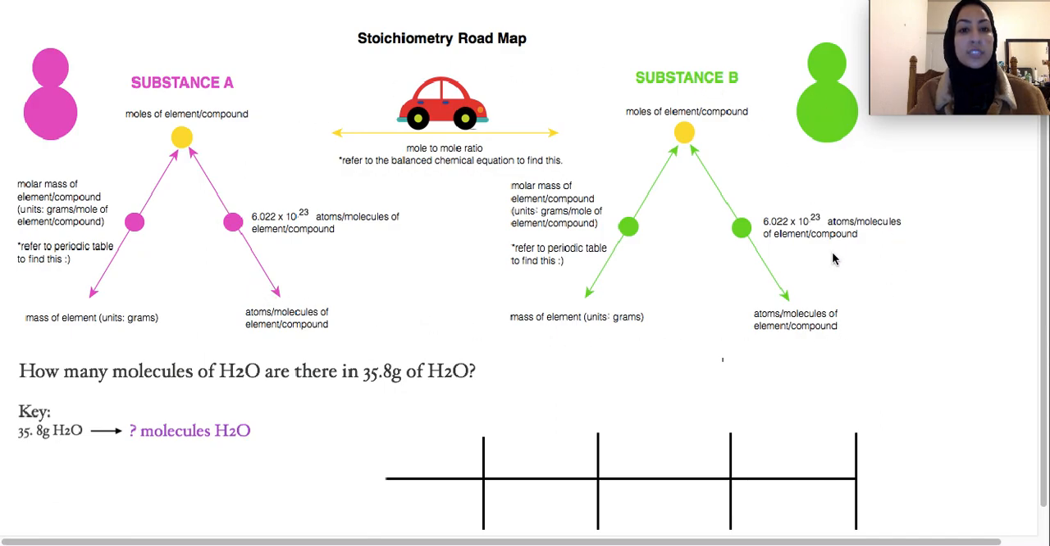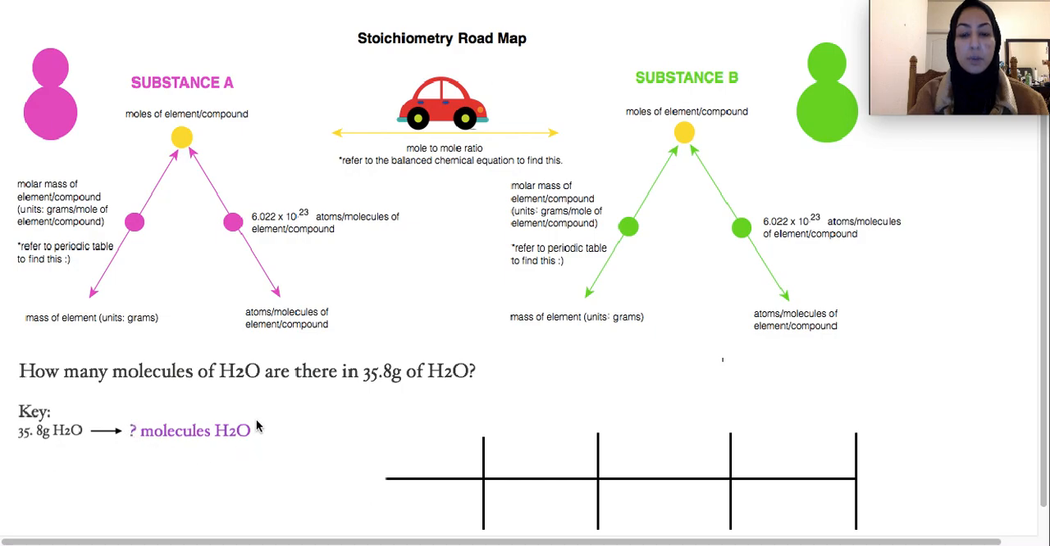So you can always refer to this diagram as your general direction guidebook, okay? So I went ahead and started with writing down a practice problem. How many molecules of H2O are there in 35.8 grams of H2O? Okay, and I wrote a little key. So I always start with what I know. So the question tells me I have 35.8 grams of H2O. So I'm going to go ahead and write that down right here. Okay, and I'm going to do a small little arrow because I'm going to ask myself, what am I trying to find? I'm trying to find the number of molecules of H2O.